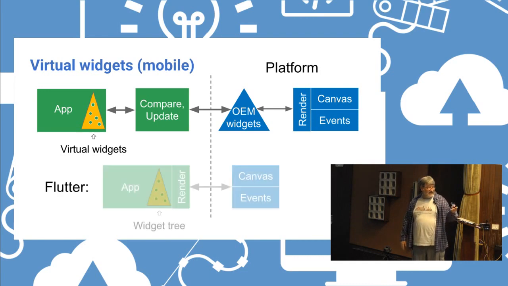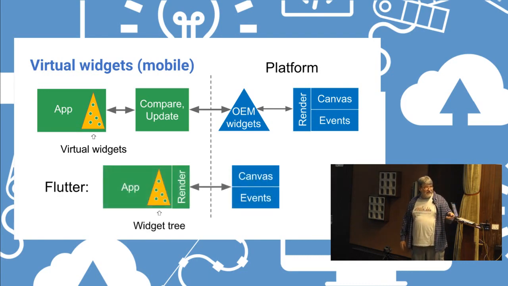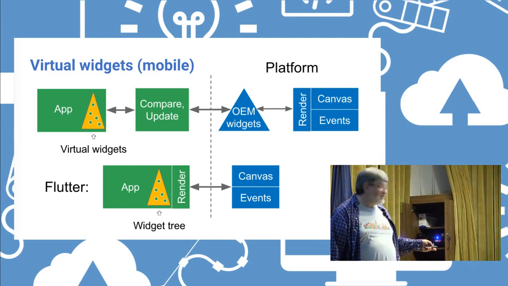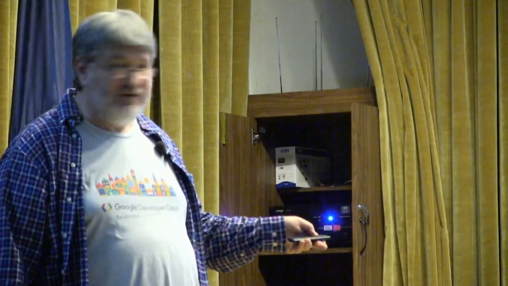So Flutter, though, took this much further. What Flutter did is it said, what would happen if we just get rid of these OEM widgets? And remember, we already had to get rid of them because we wanted this new model of widgets. And so in Flutter, that is the widget tree. It's no longer a virtual tree. It's the only tree. That's where you put all your widgets. And the renderer is here in your app as well.